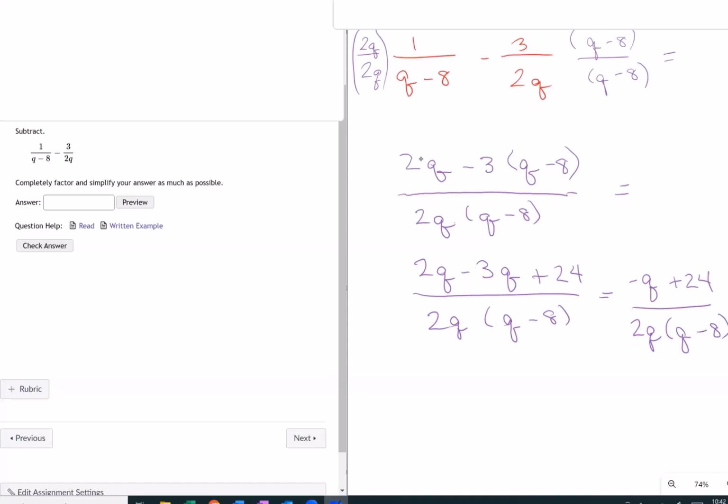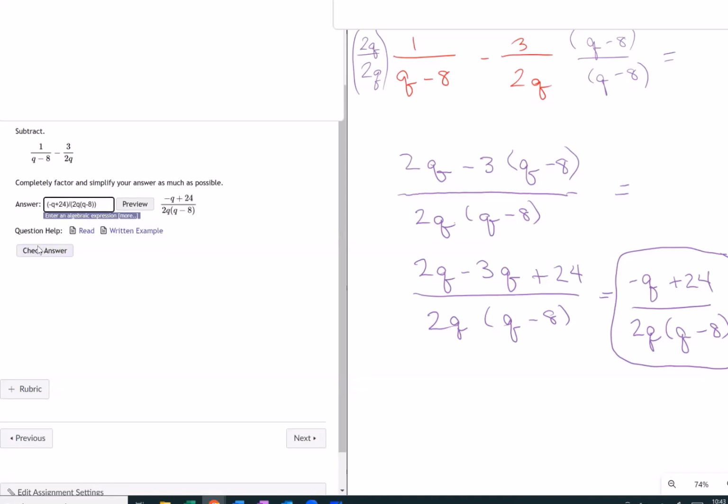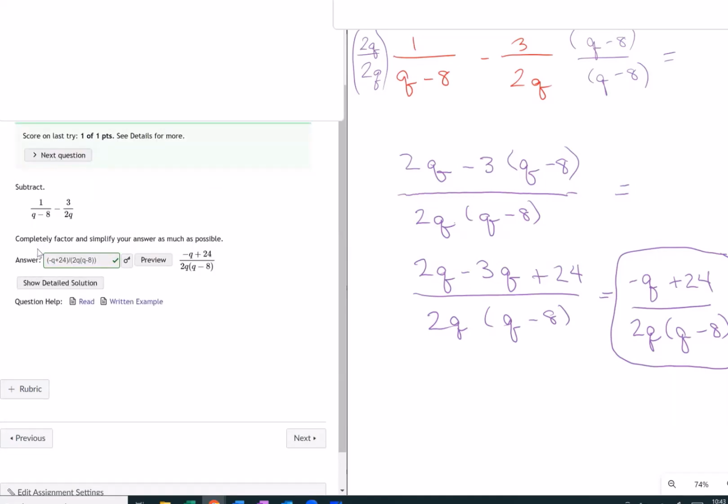It says completely factor and simplify your answer as much as possible. I think it's as simplified as possible. If I had a greatest common factor in the numerator, I would also have to make sure that I factored it. Looks good. And there we have.